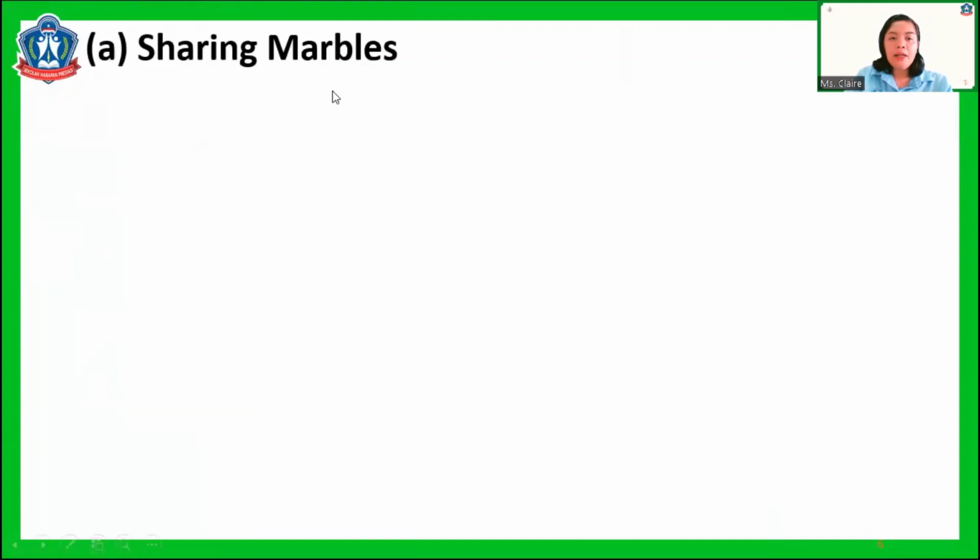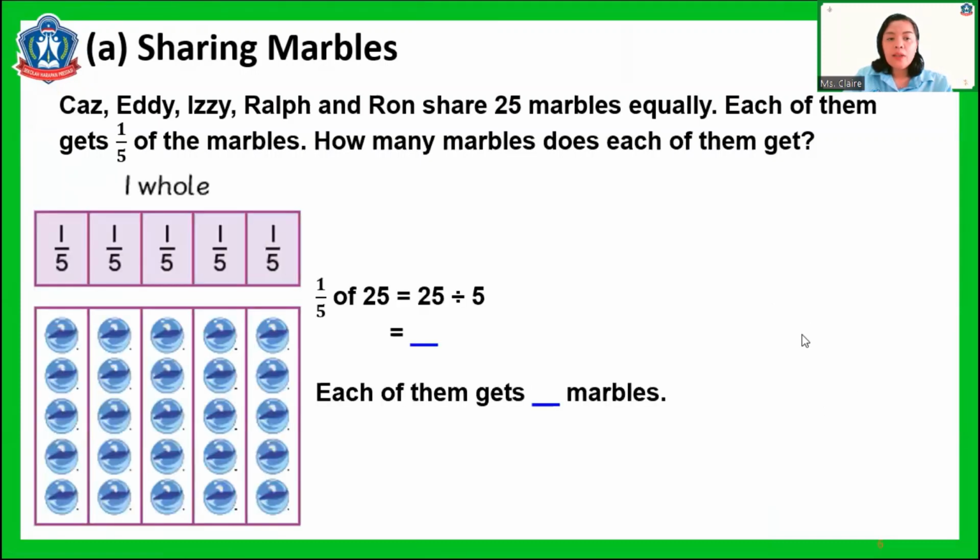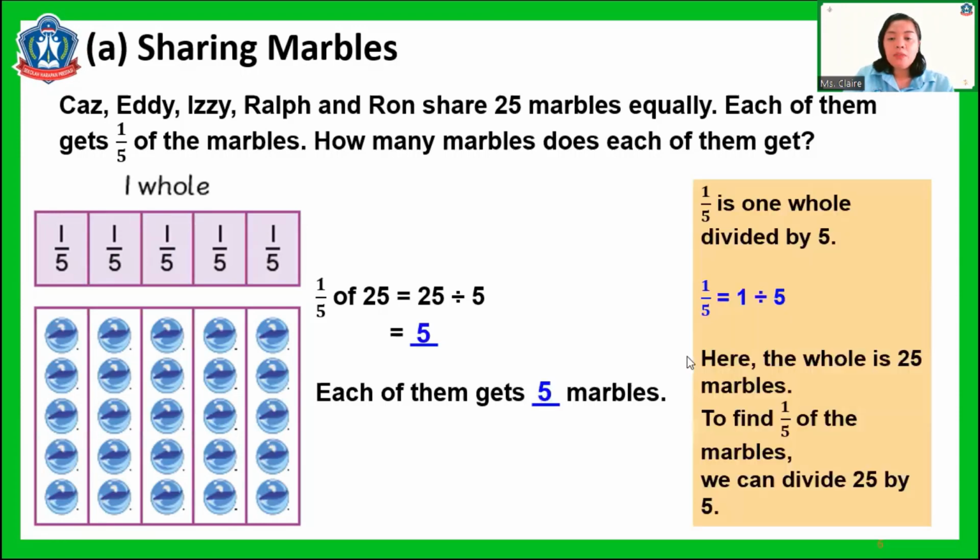Okay, I have here an example. I have here some marbles. Take a look. Kaz, Eddie, Izzy, Ralph, and Ron share 25 marbles equally. Each of them gets 1/5 of the marbles. So how many marbles does each of them get? There are 25 marbles and there are 5 children, right? So 1/5 of 25, therefore 25 divided by 5, and the answer is 5. So each of them will get 5 marbles.